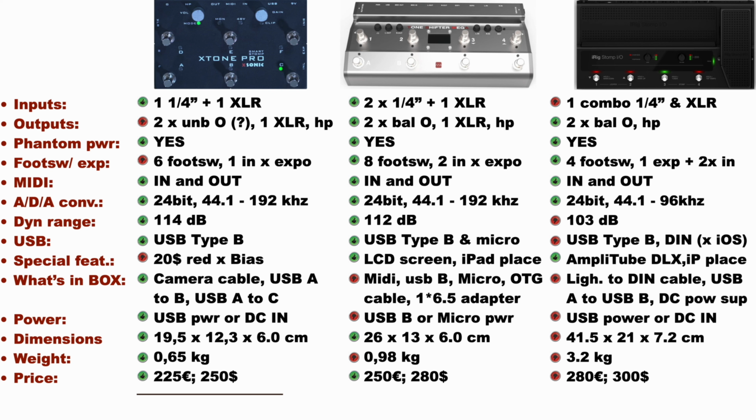Summarizing the red and green thumbs, we have 11 greens and 3 reds for the xTone, as for the tone shifter, and 6 green and 8 reds for the Stomp IO. So, according to my comparison chart, the xTone and the tone shifter are slightly better than the Stomp IO. Of course, each feature could have a different importance for you, so you may prefer the Stomp IO just because it is the only unit with a built-in expression pedal. But if you just algebraically sum the red and green, the tone shifter and the xTone are better options.